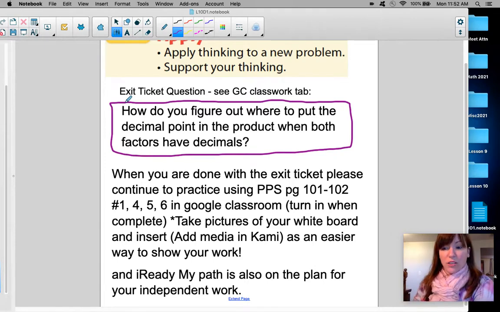So if you want to do that, please take advantage of that this week, so that I know. Normally I would say, just show me, I'm in class, but I'm not. So that is your option to use your whiteboard this week. Click Add Media in Cami, and you can upload your picture through your file in your Chromebook, and it would be an easier way to show your work. Please don't forget your iReady path. Your quiz should have been done yesterday on adding and subtracting decimals, so hopefully you have 4 work days to get that 45 minutes in.